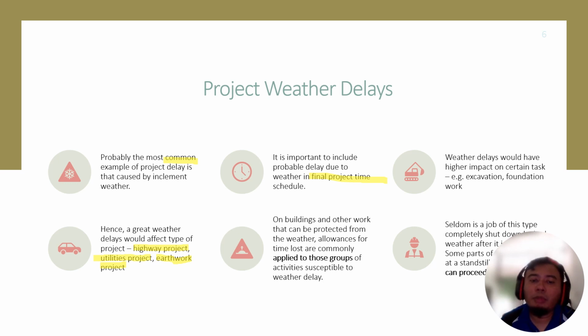On buildings and other works that can be protected from weather, allowances for time loss are commonly applied to those groups or activities susceptible to weather delays. Specific activities such as piling and substructure work need to be considered as affected by weather delays. You need to add more days to those should you expect weather delays to occur.